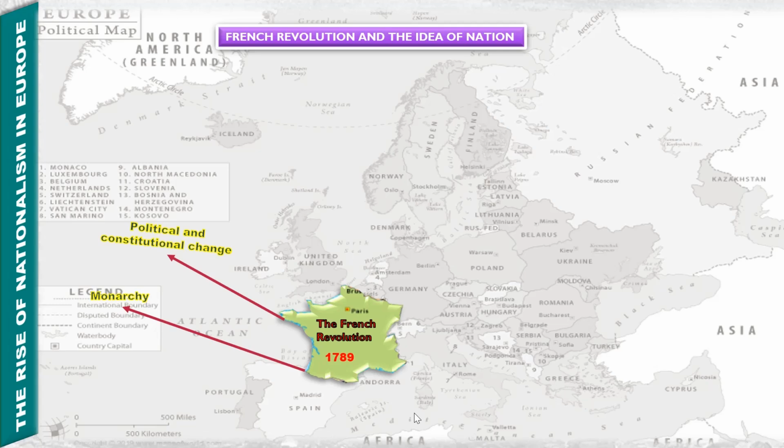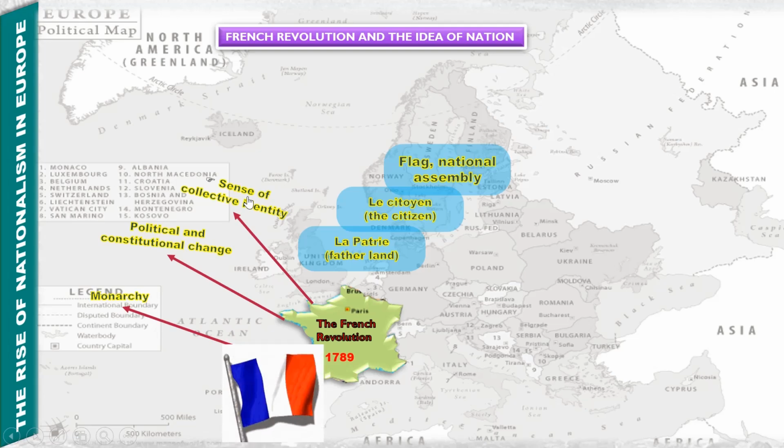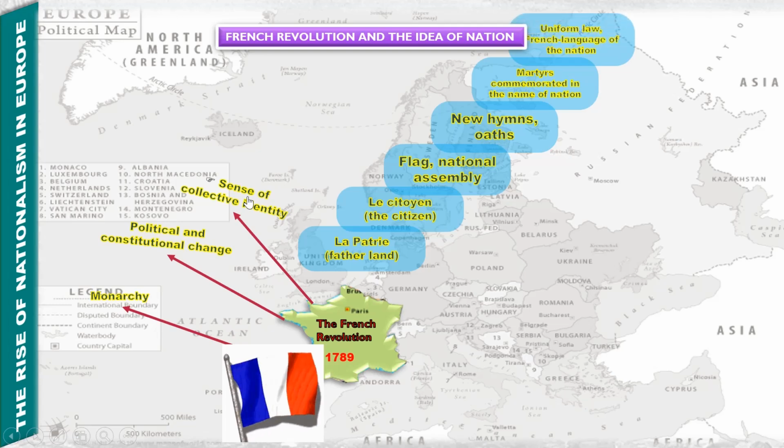From the very beginning, the French revolutionaries introduced various measures and practices that could create a sense of collective identity among the French people. When it comes to the idea of a sense of collective identity, you should remember these points. La patrie, the fatherland, and les citoyens, the citizens, emphasized the notion of a united community enjoying equal rights under a constitution.